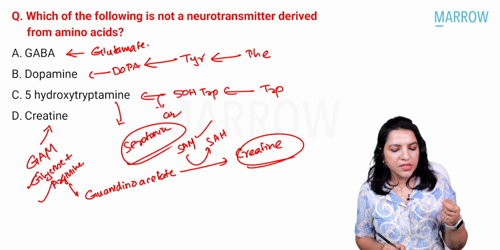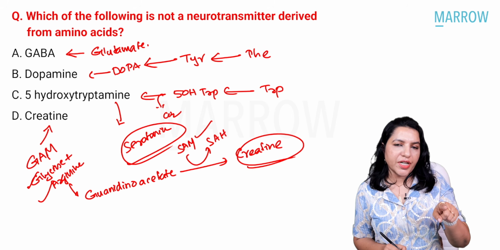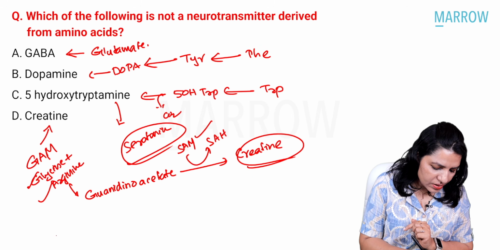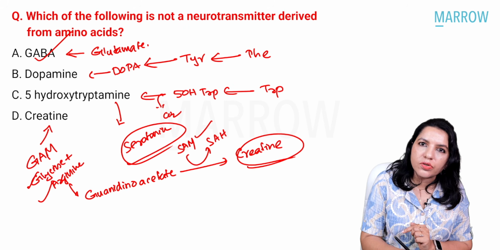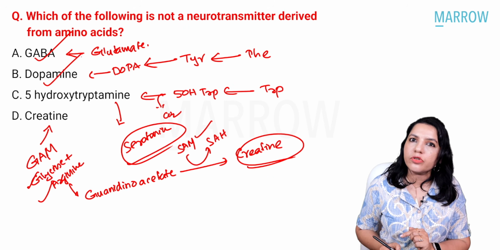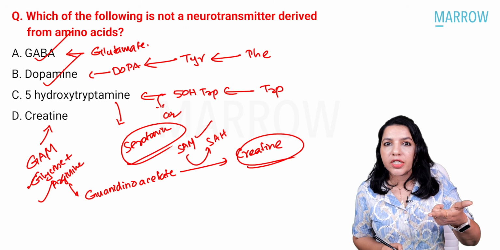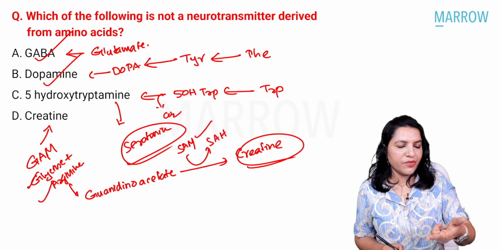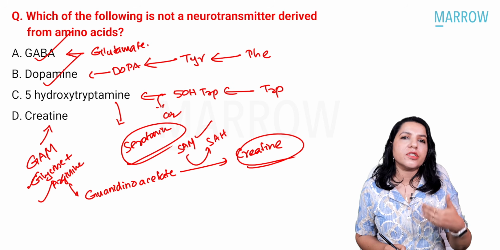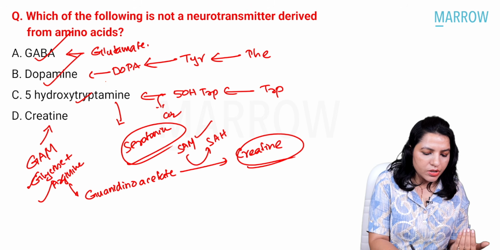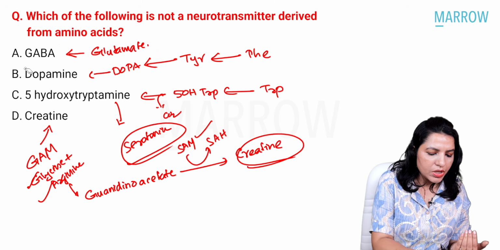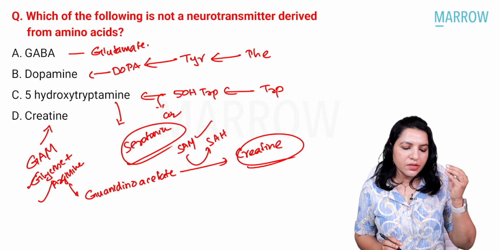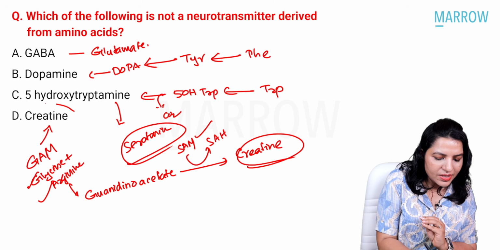But the question is, which is not a neurotransmitter? So which are the neurotransmitters here? GABA is a neurotransmitter, dopamine is a neurotransmitter. From dopamine we should get 2 more neurotransmitters. Which are they? Epinephrine and norepinephrine. Then 5-hydroxytryptamine, again another neurotransmitter. So all these are neurotransmitters. So which is not a neurotransmitter that is derived from amino acid, that is creatine.